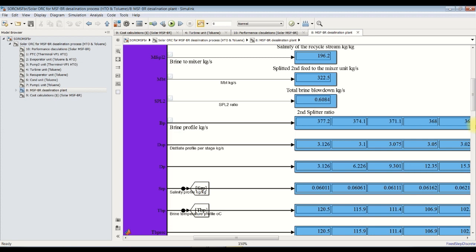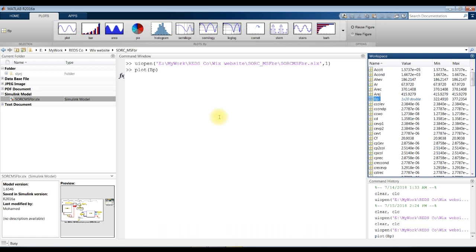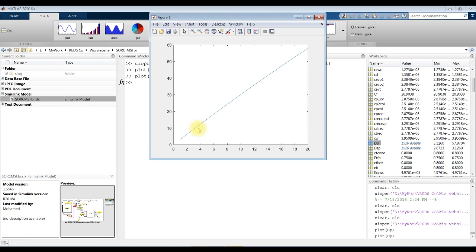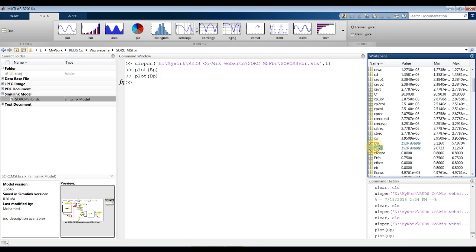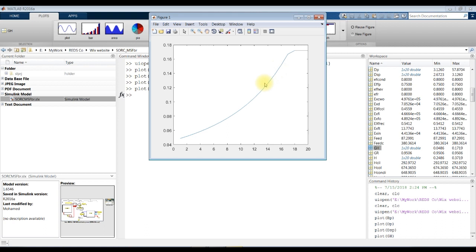Brine profile, distillate profile. And sure, you can give yourself some. This is brine profile, for example. As you can see here, this is brine profile, and we have many. Distillate profile. This is accumulated, and this one. Let's go and see. You can discover this is gate height, stage height, and so on. You can discover many parameters.